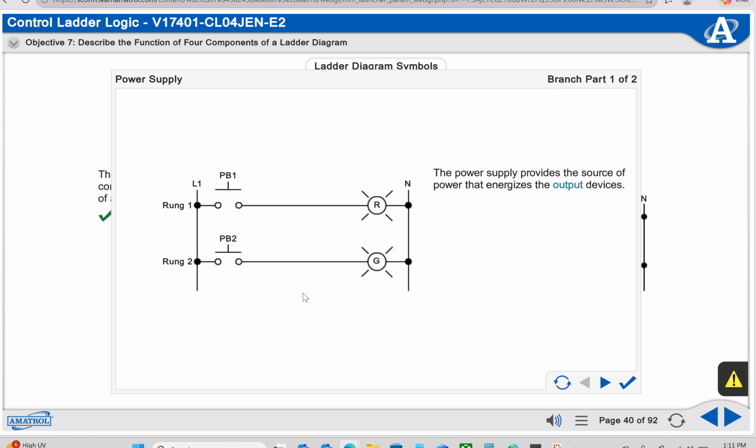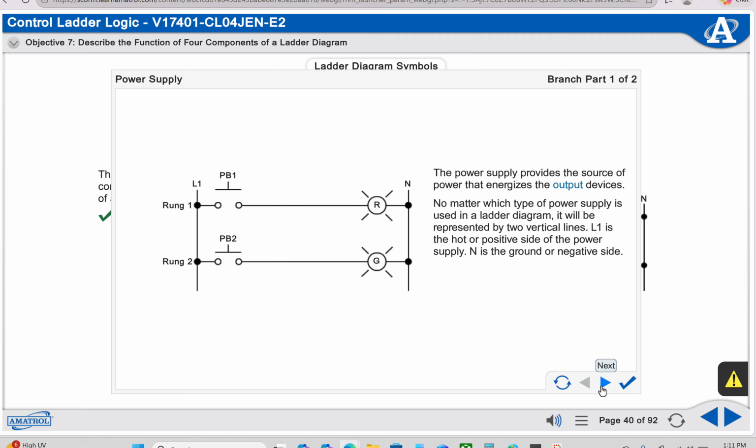The power supply provides the source of power that energizes the output devices. No matter which type of power supply is used in a ladder diagram, it will be represented by two vertical lines. L1 is the hot or positive side of the power supply. N is the ground or negative side.